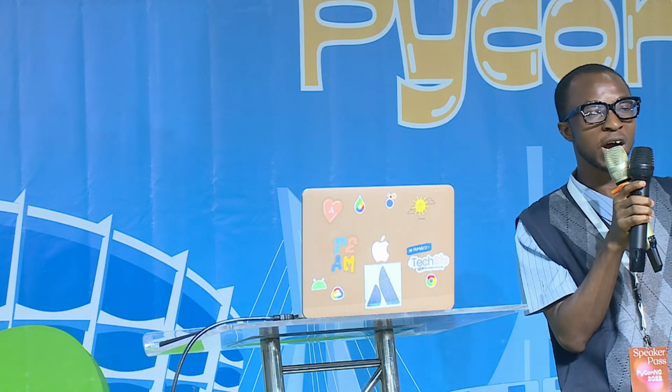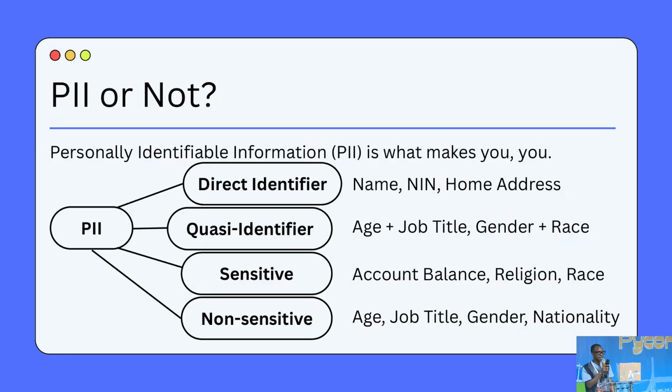So sensitive data are basically data that, when exposed to the public, can actually cause harm to such an individual. So these are things like your account balance, religion, your race, and things like that. Then non-sensitive data, when exposed, it's just the opposite of sensitive data, really.